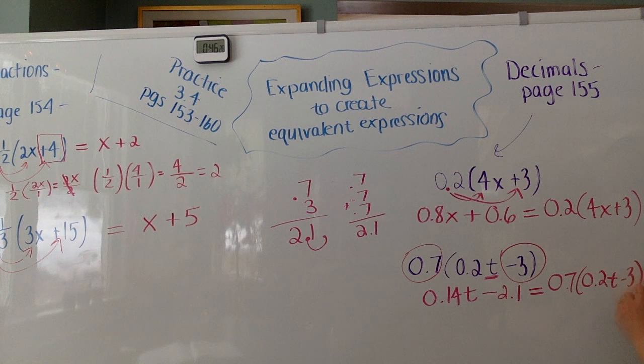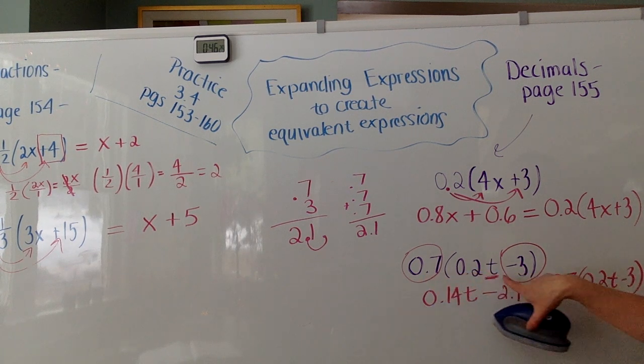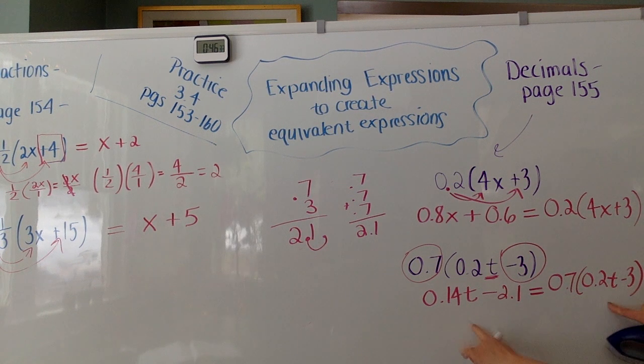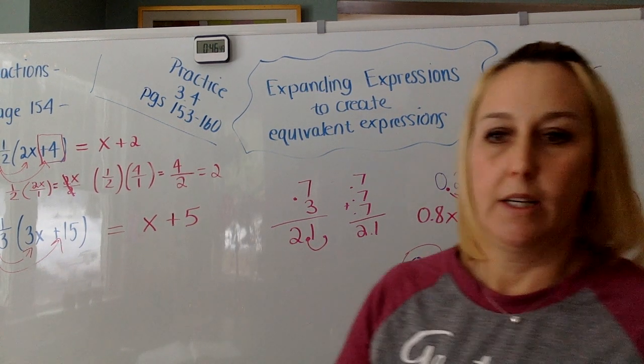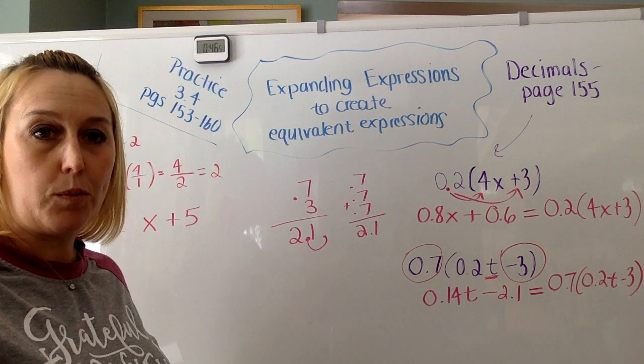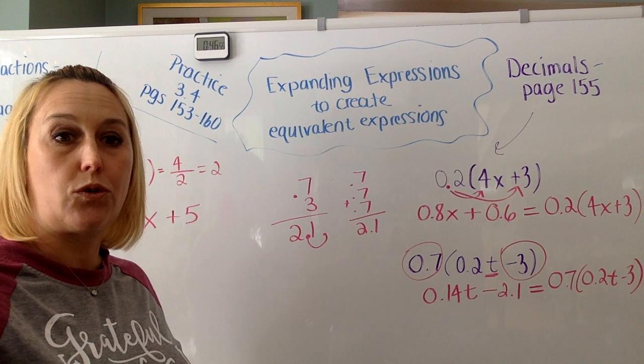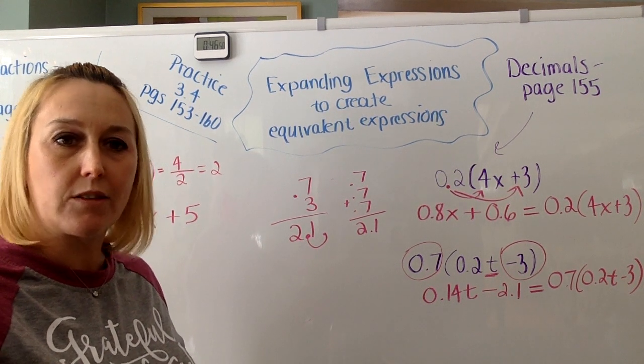minus 3. What we've done is expanded this expression to get this equivalent expression, and I'm just bringing them both back, that these are equivalent to each other. 7/10 times 2/10 t is 14/100 t, minus 7/10 times negative 3 is negative 2.1. All right. Hope that makes sense. You're going to do some practice problems before we move on to trying more expanding expressions.